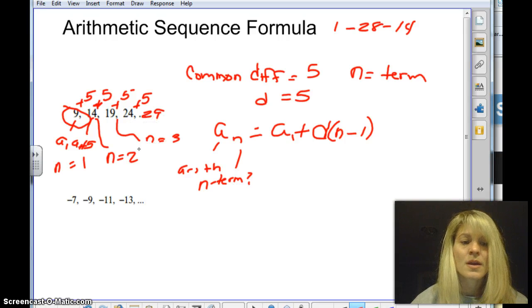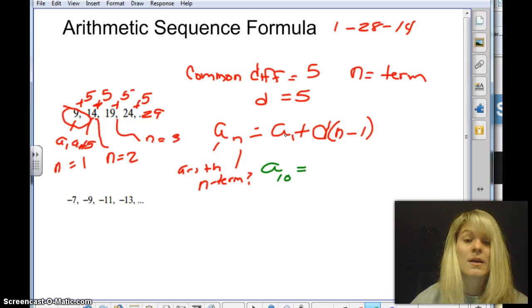Okay? So let's just say we want to find the 10th term. So you could just keep adding this up 5 times. Or I can use my handy dandy equation here. So if I want to find the 10th term, I do a sub 10, which means I'm trying to find the 10th term. I start with a sub 1, which is your first term, which is 9.